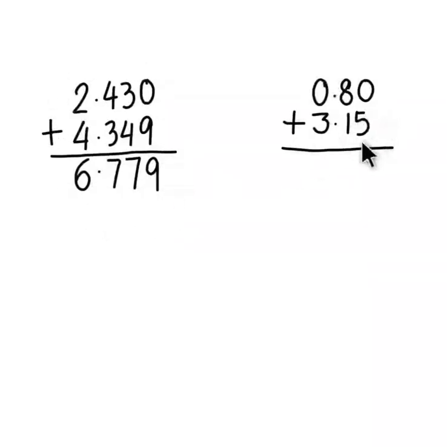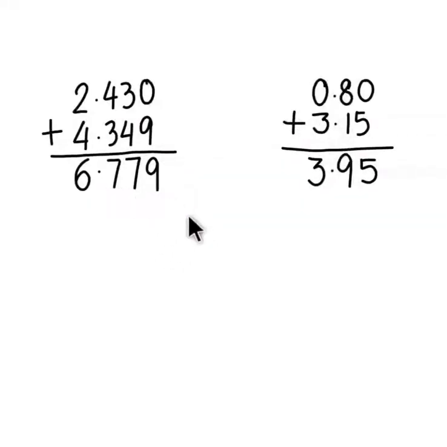From the second one, 5 plus 0 is 5. 8 plus 1 is 9. Put the point. 0 plus 3 is 3. So we get 3.95 as the sum of the two numbers out here. Now it is said that we have to subtract this number from this one. You have to subtract from the sum of these two, that is from this number. We have to subtract the sum of these two. That means this number has to be subtracted from here.